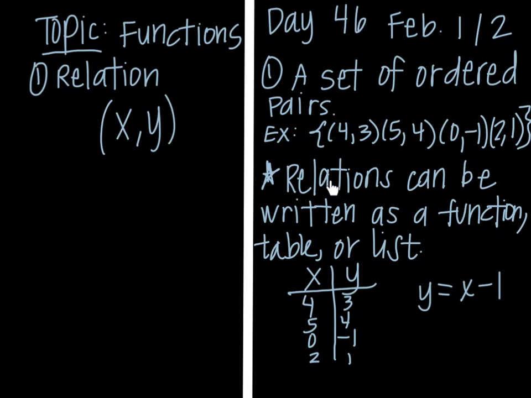So there are three different ways that we can write relations. They can be written as a function, that's like an equation, like shown right here, y equals x minus 1. They can be written as a table, which is shown right here where the x and y's are broken apart. So we took the 4, put that in the x, and then 3 for the y. They can also be written as a list, which is shown right here.